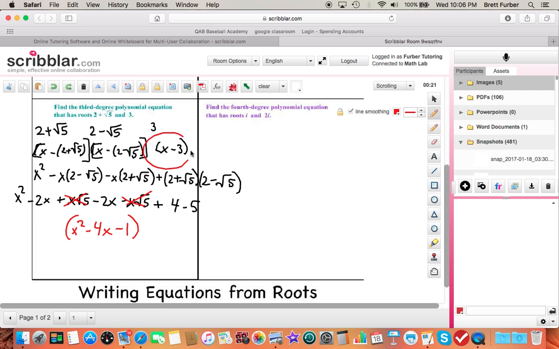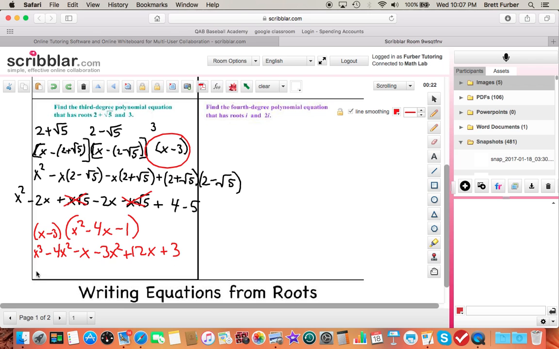So I still have this x minus 3 that I have to put in at the end, and then I'll distribute all of it. So x times x squared is x cubed. X times negative 4x is negative 4x squared. X times negative 1 is negative x. Negative 3 times x squared is negative 3x squared. Negative 3 times negative 4x is positive 12x. And negative 3 times negative 1 is positive 3.